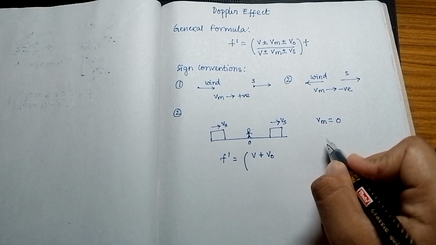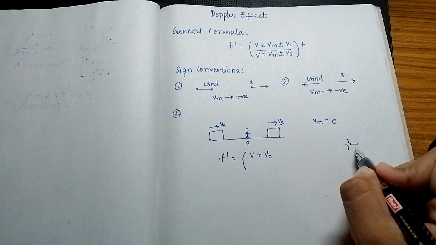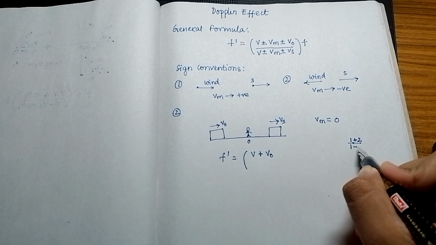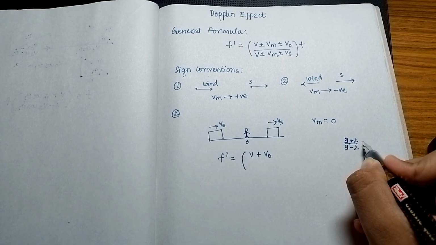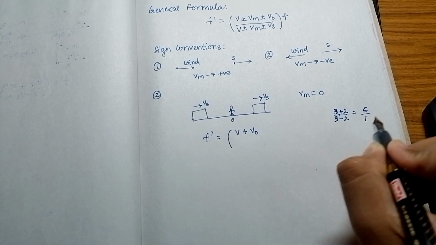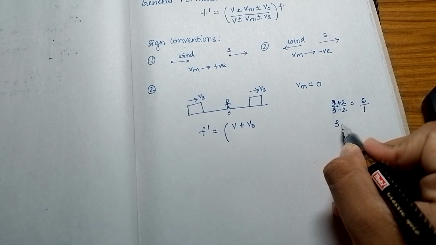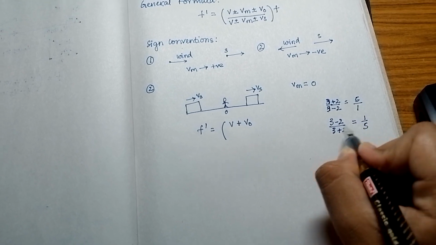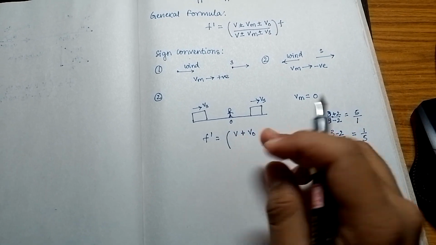For example, take 3 plus 2 and 3 minus 2. 3 plus 2 is 5, and 3 minus 2 is 1. So from the original value you got an increased thing. And 3 minus 2 by 3 plus 2 gives 1 by 5, which is lesser than the original value 3. So the same principle we are going to apply here.